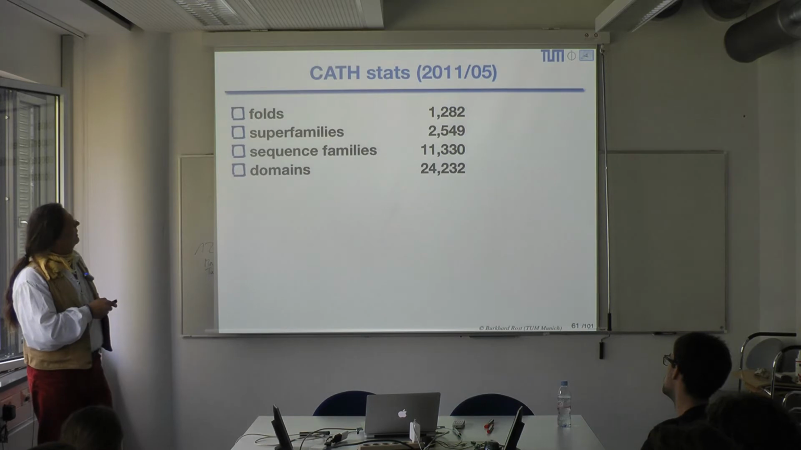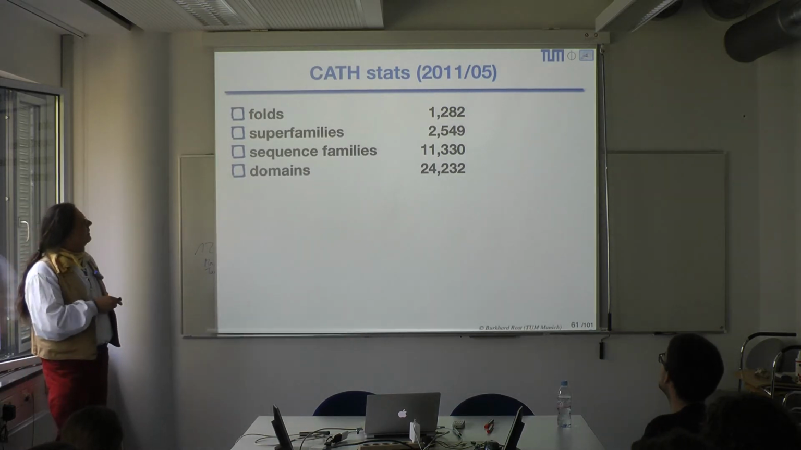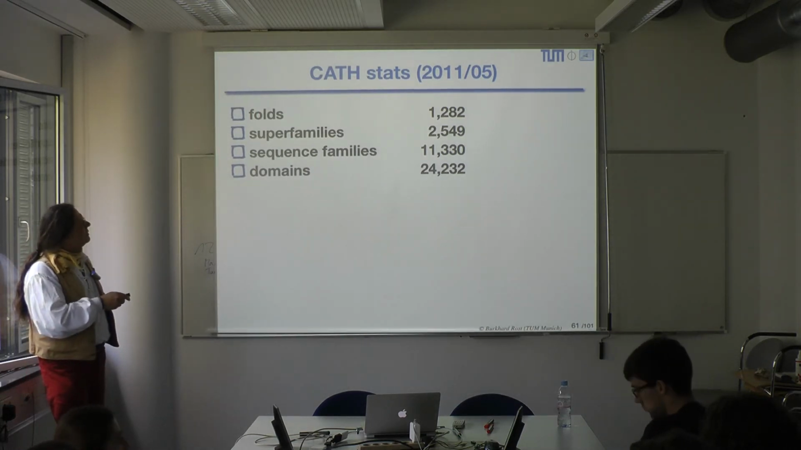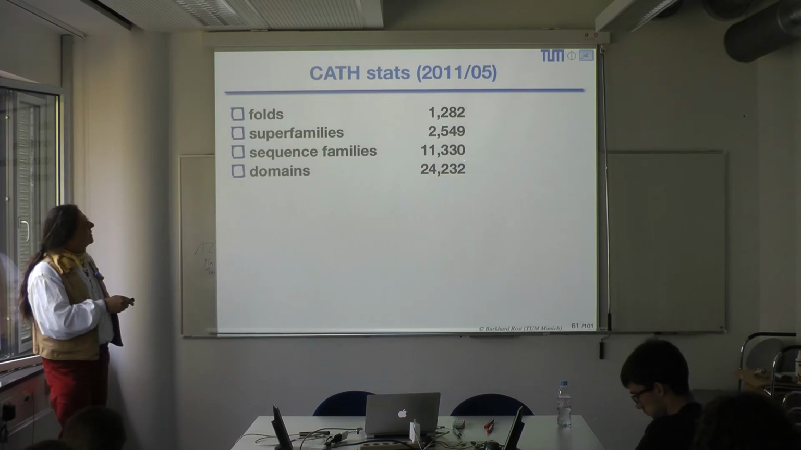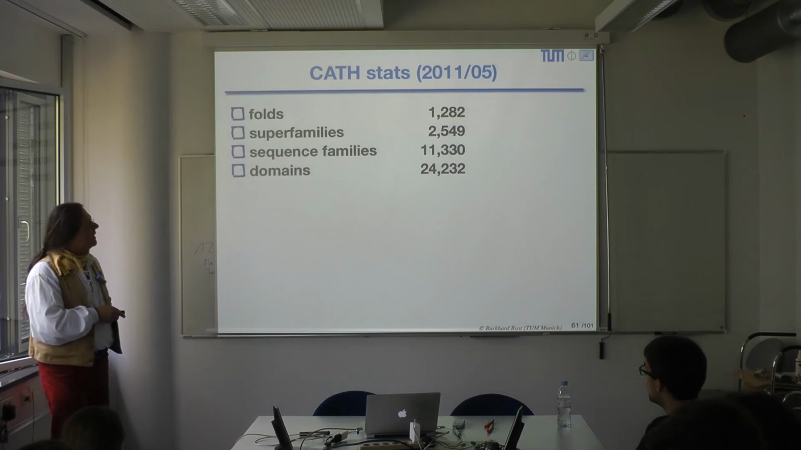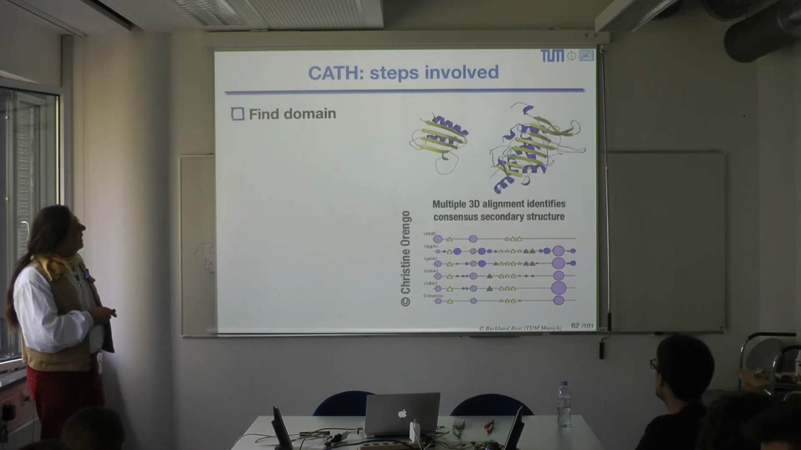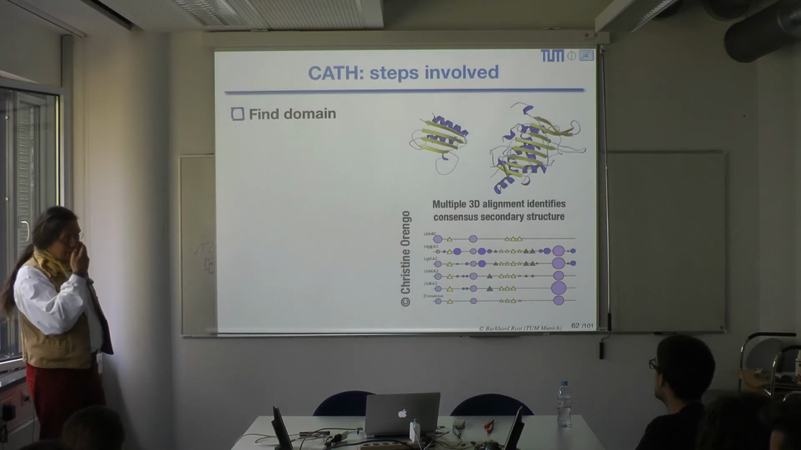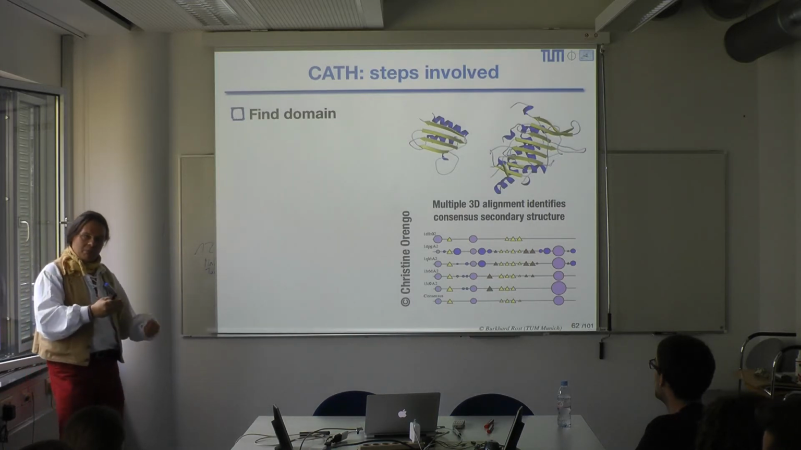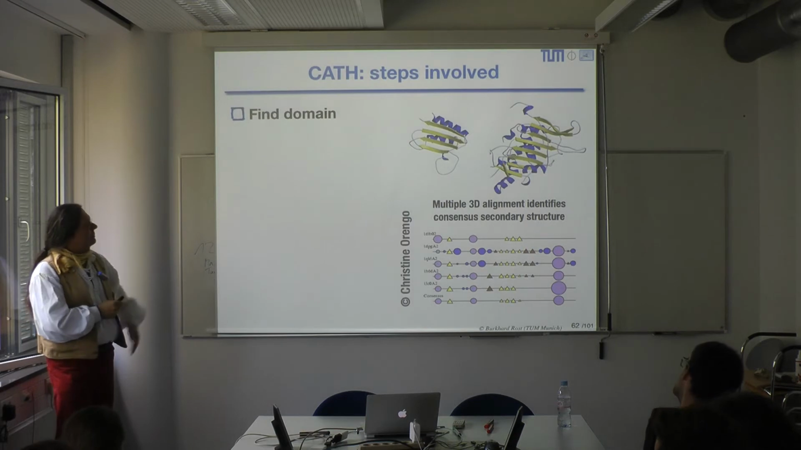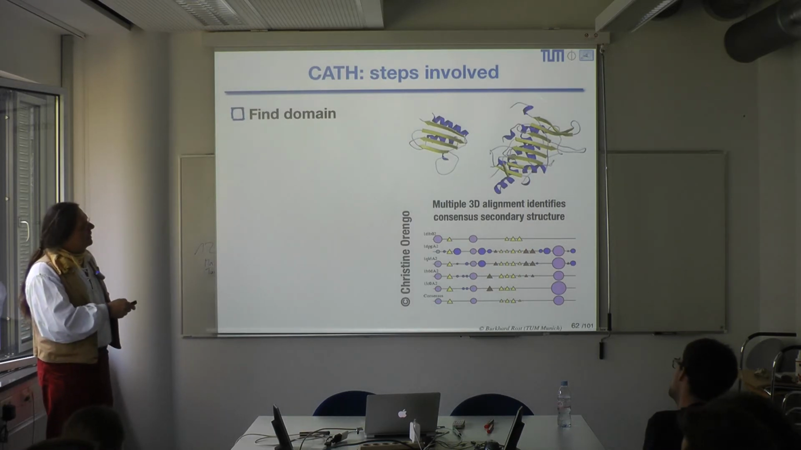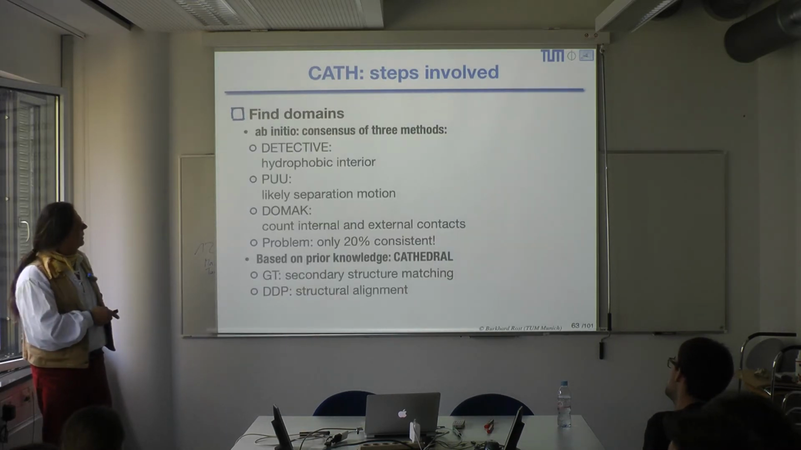In 2011, the numbers are higher. We had 1,200 folds, 2,500 superfamilies, 11,000 sequence families, and 24,000 domains. The whole CATH classification is built upon domains, so the first step is really to find a domain, and a domain is a repetitive three-dimensional unit.